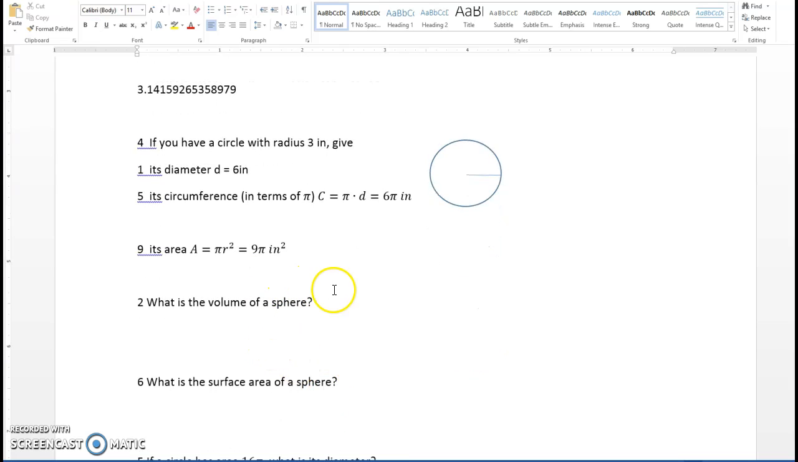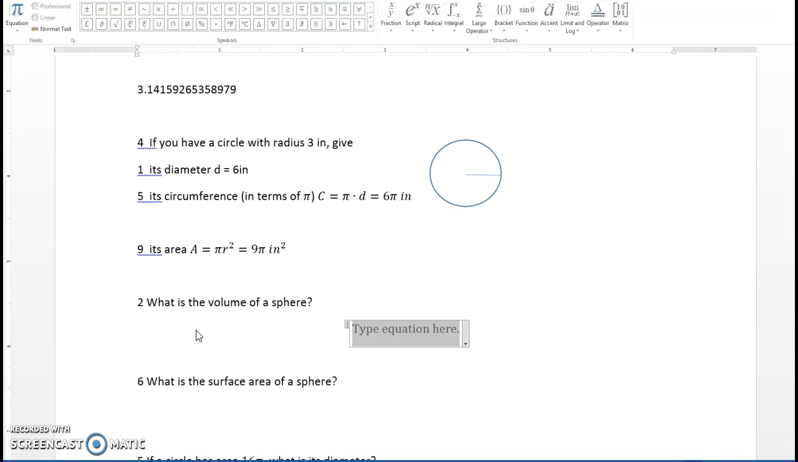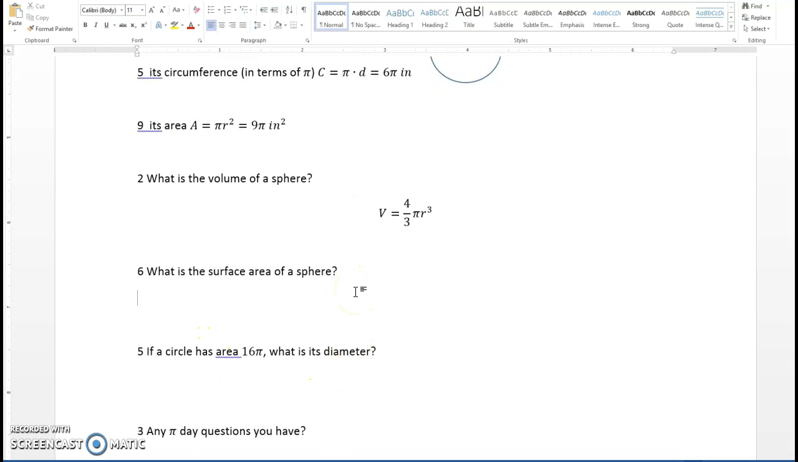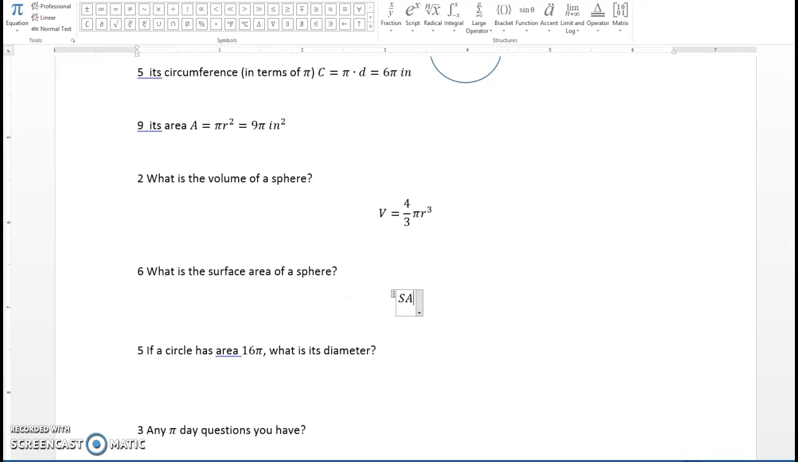Okay. What is the volume of a sphere? That was the next question. Again, it's just a nice little equation. So we have volume equals 4/3 pi r cubed. That's the volume. Okay, what's the surface area? Some traditional way is just write SA for surface area equals 4 pi r squared. There you go.